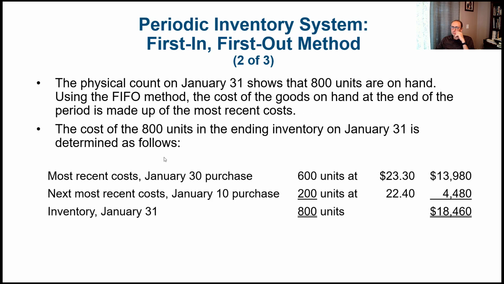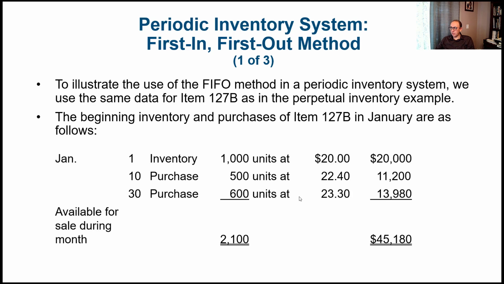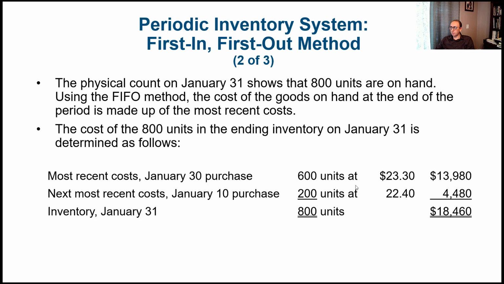Okay? So using the FIFO method, the inventory on hand at the end of the period is made up of the most recent costs. The cost of the 800 units in the ending inventory on January 31st is determined as follows. We're thinking now using FIFO, first in, first out. So the cost of the items that are still left in our ending inventory would be the most recent items, which are the 600 units that we just purchased at the very end at 23.30. And we're going to take 200 units at 22.40. And that's what we've done here. 600 units at 23.30 and 200 units at 22.40 for a total of 800, and that would be the total cost.